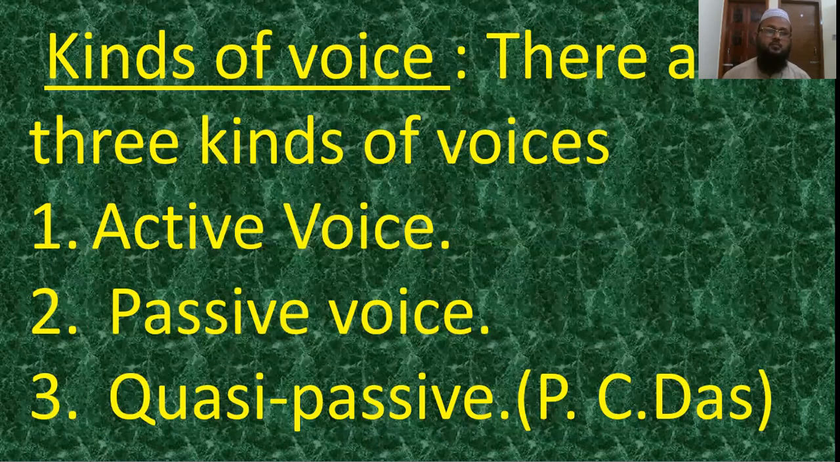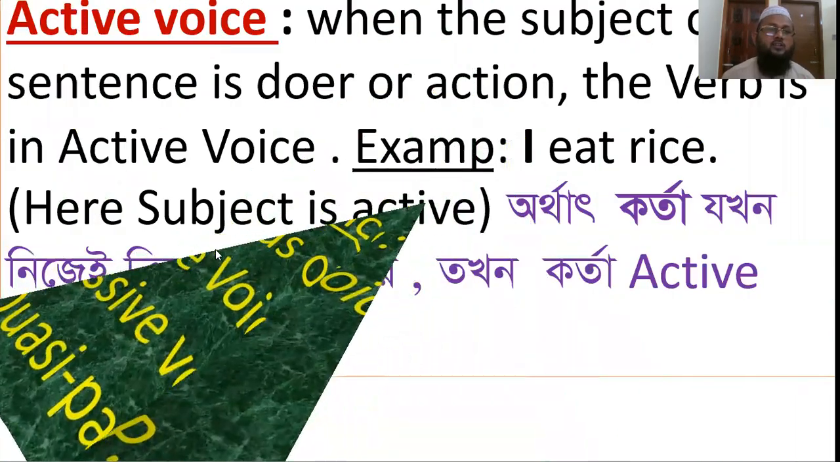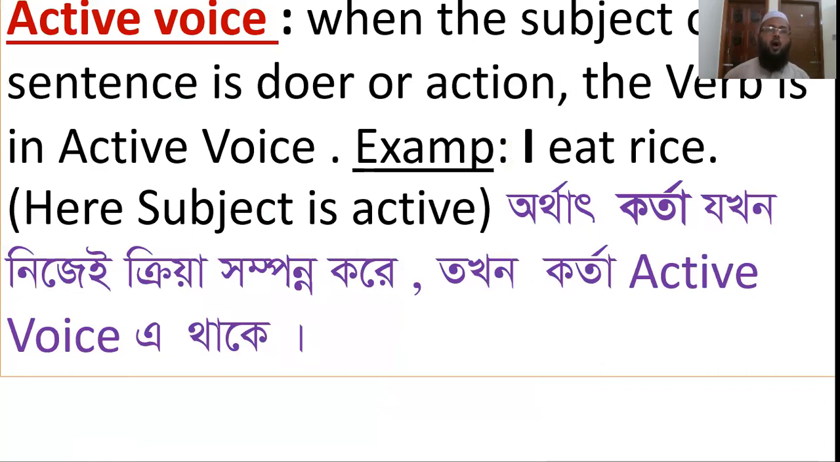Dear students, what is active voice? Or what do you mean by active voice? Active voice is when the subject of a sentence is the doer of the action, the verb is in active voice. As an example, I eat rice. Here, the subject I is active. This is active voice.